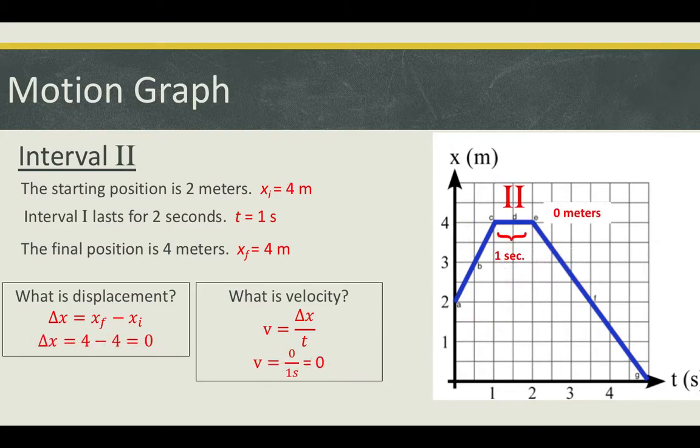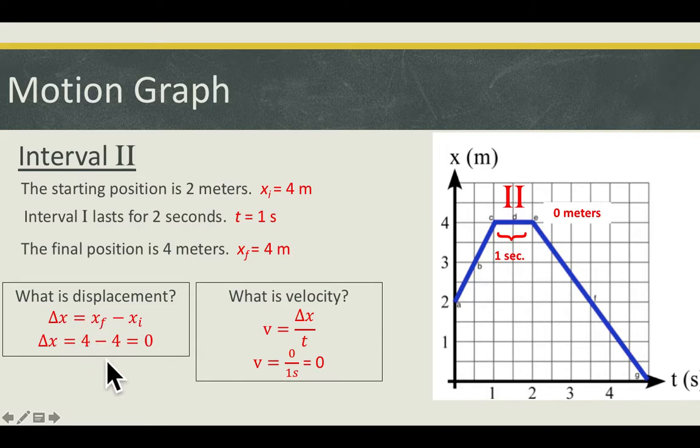All right, so during interval 2, we have a starting position of 4 meters. That happens from 1 second to 2 seconds, so that's a 1 second period of time that passes. Be careful there. We want to pay attention to how much time passed in this interval. It was 1 second that passed between 1 and 2 seconds. So that's how we got t equals 1 second. Then the final position was still 4 meters. So initial and final position are both 4.